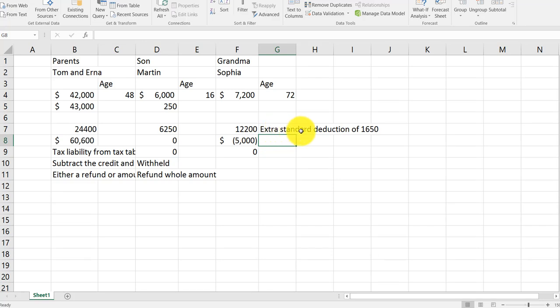Notice this is not extra standard deduction to be added over here to Tom and Erna. Even though she lives with them, this is only on her return, not on the parents' return. Any difference? Okay, that's the illustration. So now you've seen kind of this household idea, how it breaks down, and how each of them affects the others, but still has their own separate return.